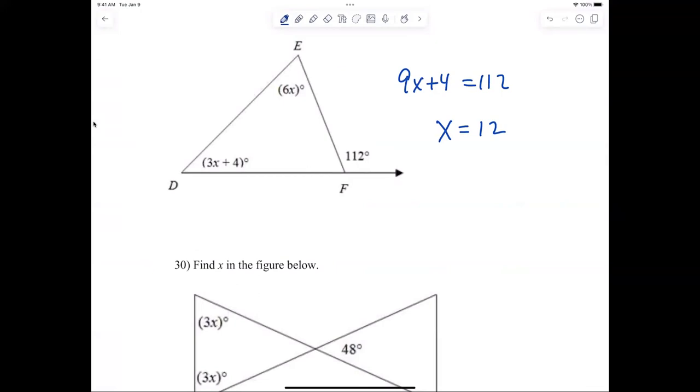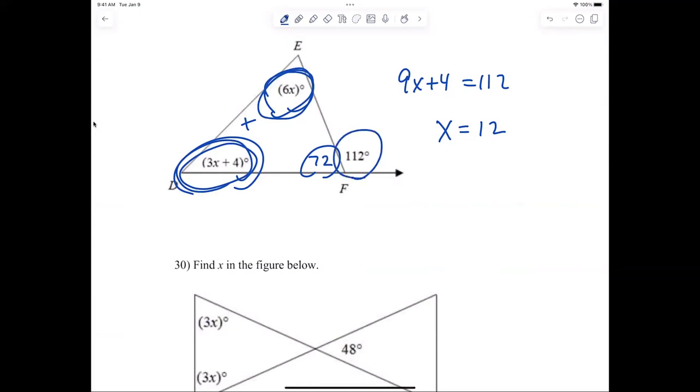Wait, how do they get this? Listen, guys, we've already talked about this. If you do 72, then these three angles add up to 180. Or you can say this is an exterior angle and the two remote interior angles. 112 is equal to 3x plus 4 plus 6x. But that's not 70. It's 68. Thank you.